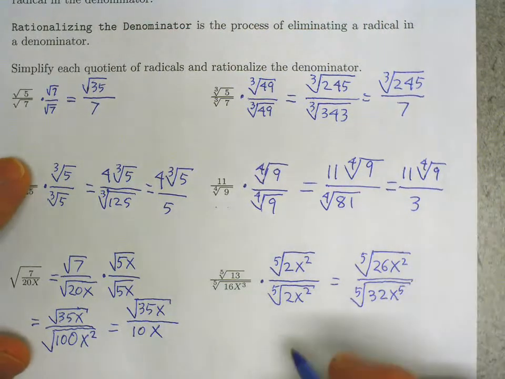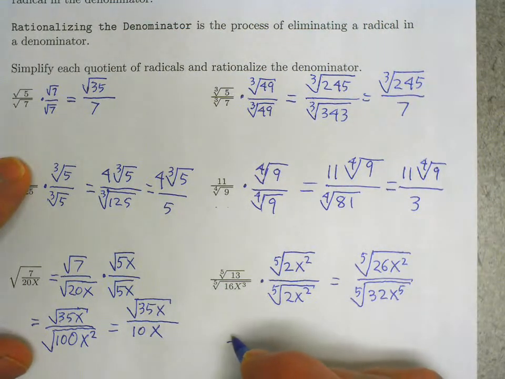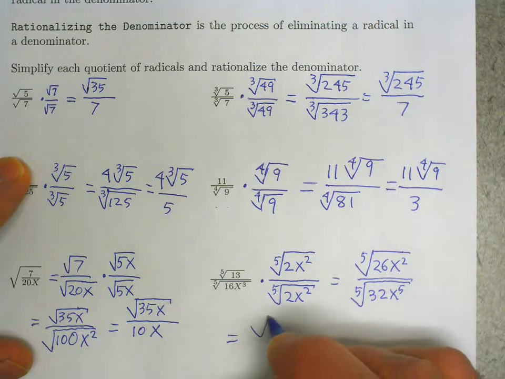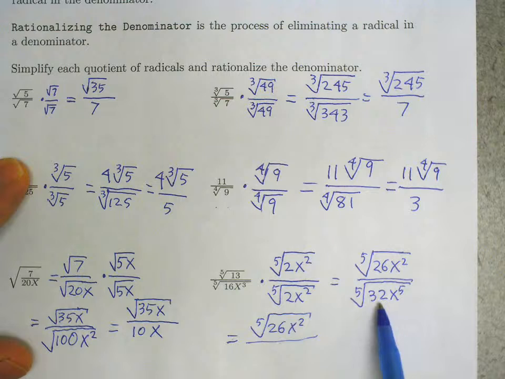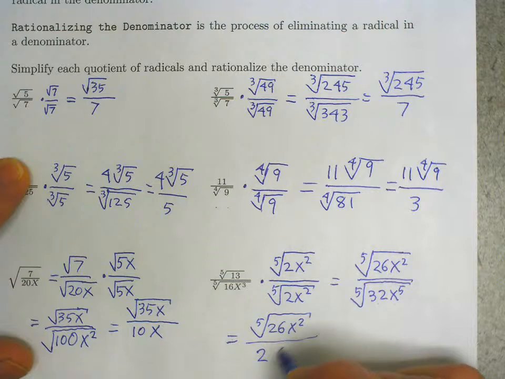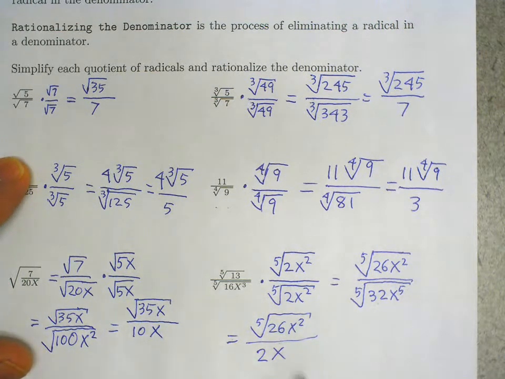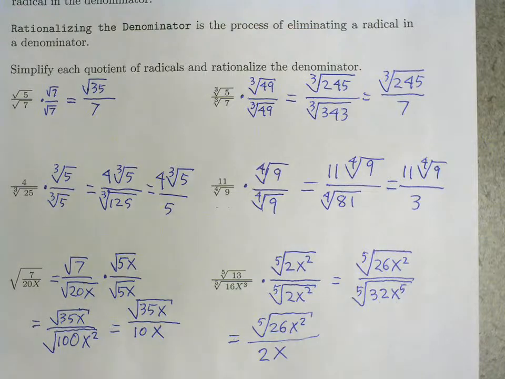So I guess I'll write it down here. The simplified result: the fifth root of 26x to the second in the numerator. That can't be simplified any further. But in the denominator, the fifth root of 32 is 2, because 2 to the fifth is 32, and the fifth root of x to the fifth is just x. So now we no longer have a fifth root in the denominator. We succeeded in rationalizing the denominator.